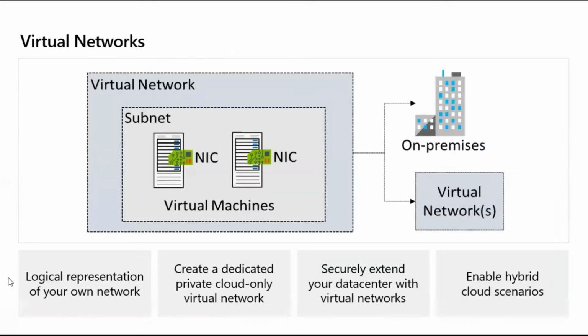Now, virtual networks. We have virtual machines, and virtual machines will have a NIC card, and this NIC card will have some IP addresses, and those IP addresses will be from some subnet. And we have the virtual network. We can connect with on-premises or other virtual networks.